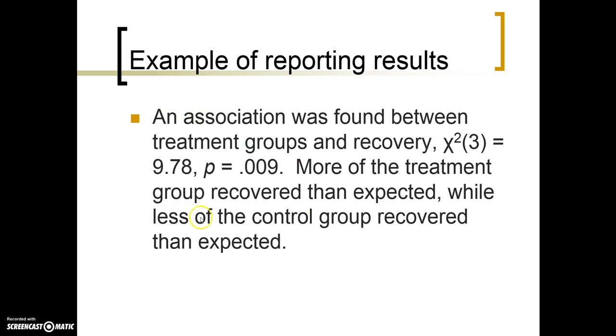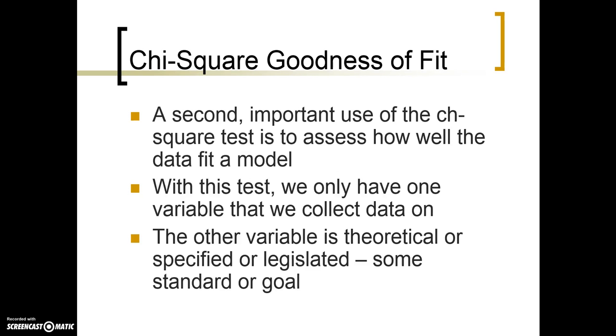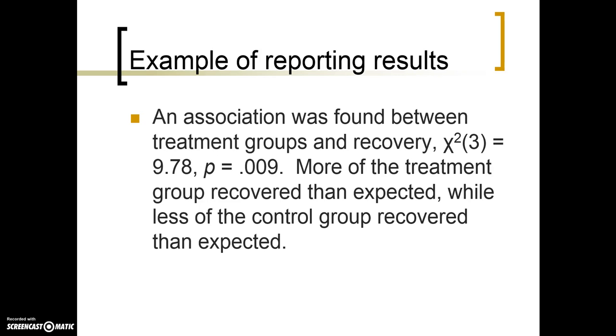Again, here's another example. So an association was found, or we say no association was found if it's not significant, between variable 1 and variable 2, and we give the chi-square. If we have a significant result, then we talk about what was more than expected or less than expected for every cell that is above 2. Before we move on to goodness of fit, review that, make sure you understand the test of association, and then you can move on to video 2.